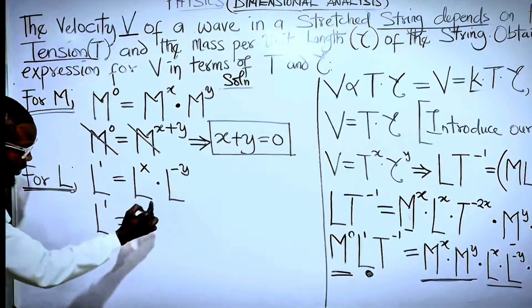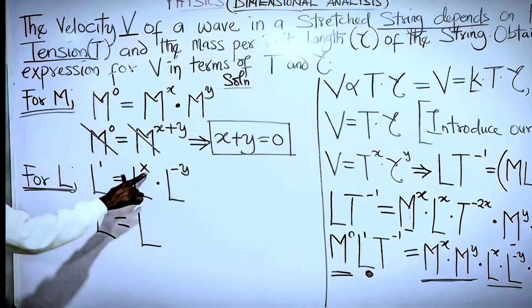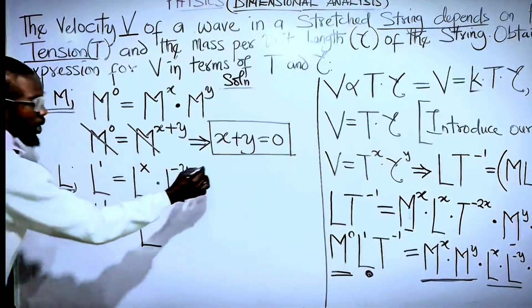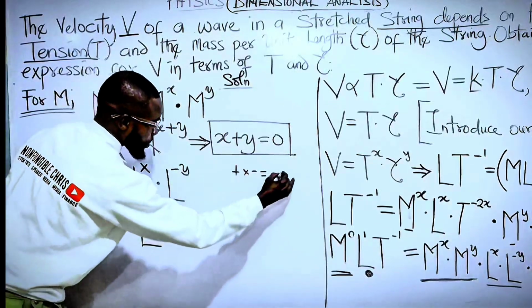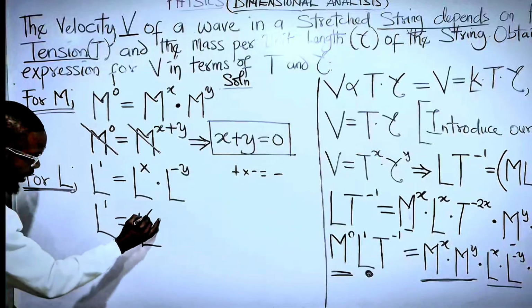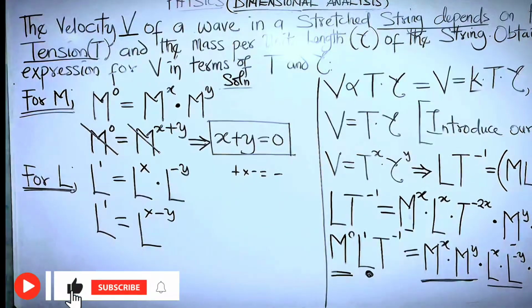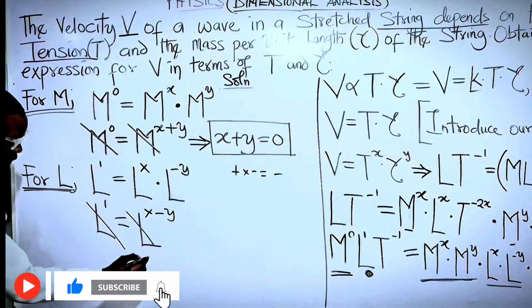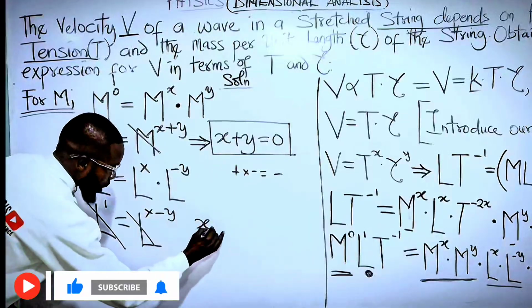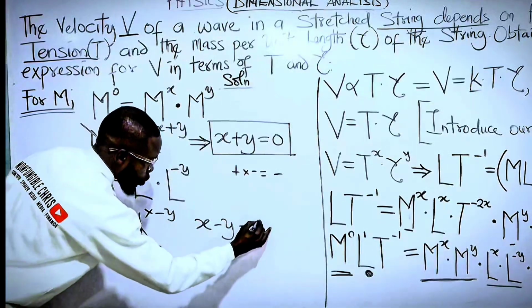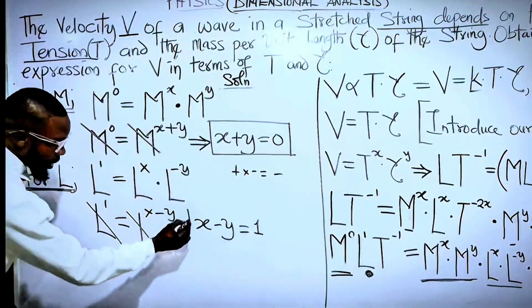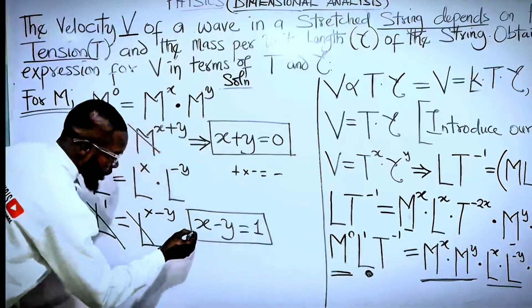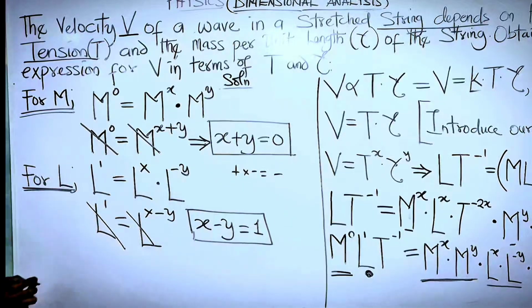Since they are both the same base, it becomes L raised to power x plus minus y. But plus times minus gives me minus. So I'm going to have x minus y. Right? So if I take this L off, my index is going to be x minus y is equal to 1. So for L I got this. And then for t, what do we have for t?